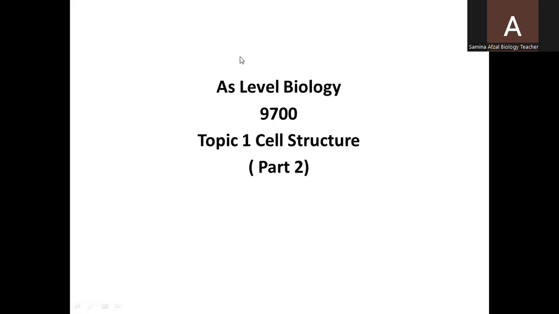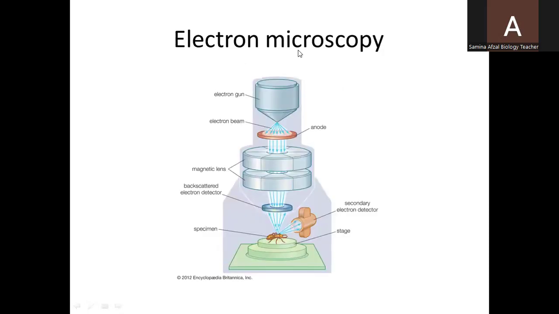A level Biology 9700, topic 1, cell structure. This is the second video on this topic. In video 1, we discussed the syllabus, and secondly, we discussed the light microscope and magnification. Now, in this video, we are going to discuss the electron microscope, which is the other type of microscope in which, instead of light, an electron beam is used to produce the image of a specimen.